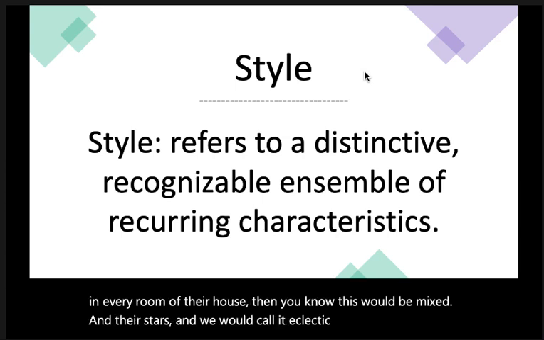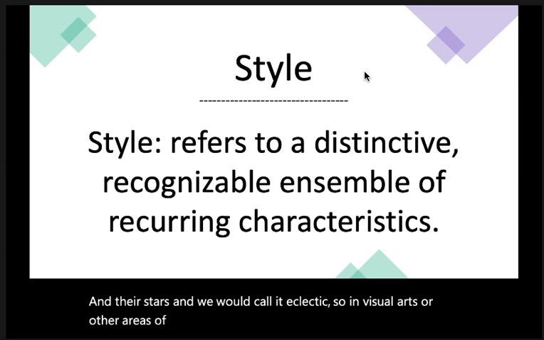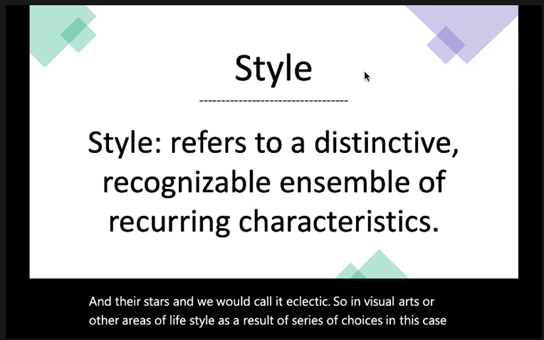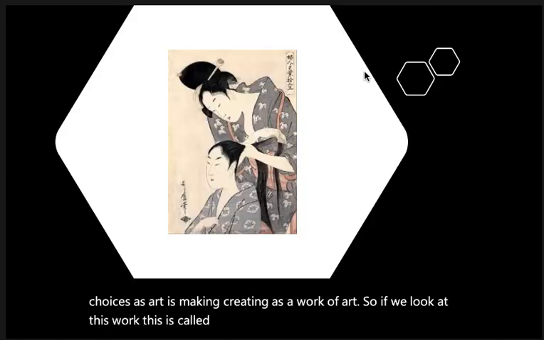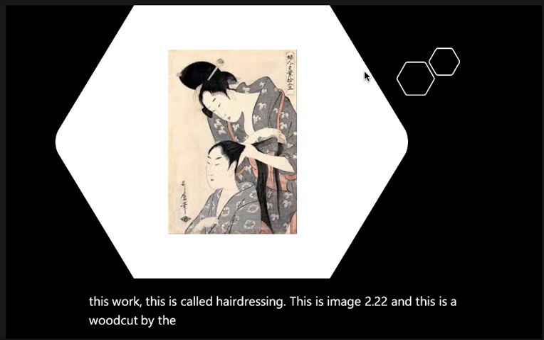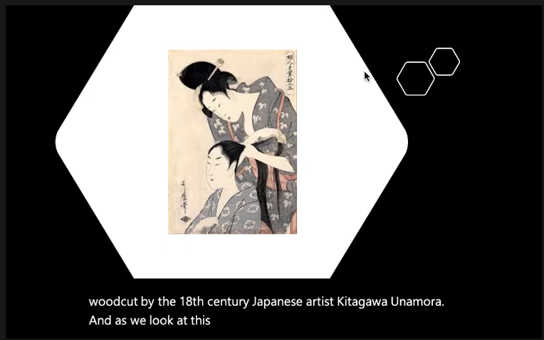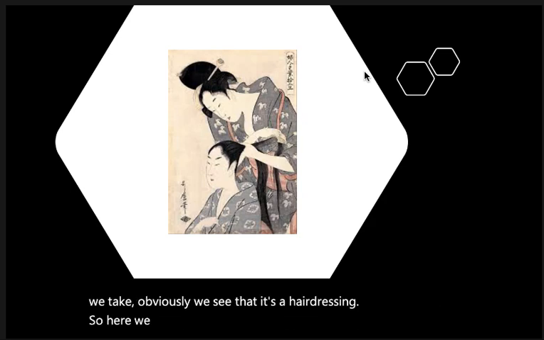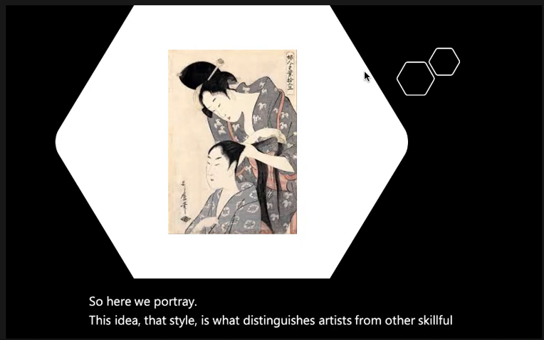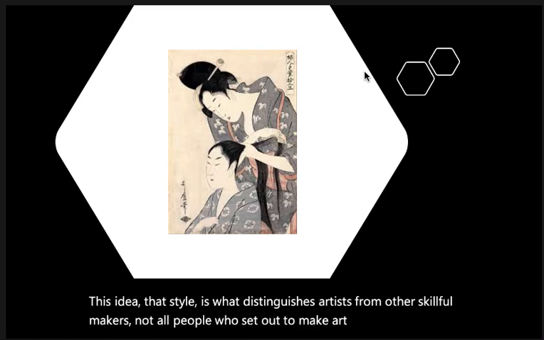So in visual arts or other areas of life, style is a result of a series of choices. In this case, choices artists make in creating a work of art. So if we look at this work, this is called Hairdressing. This is image 2.22. And this is a woodcut by the 18th century Japanese artist Kitagawa Utamaro. And as we look at this work, we see this idea of literal styling. Obviously we see that it's a hairdressing. So here we portray this idea that style is what distinguishes artists from other skillful makers. Not all people who set out to make art eventually develop an individual style, but all artists do.